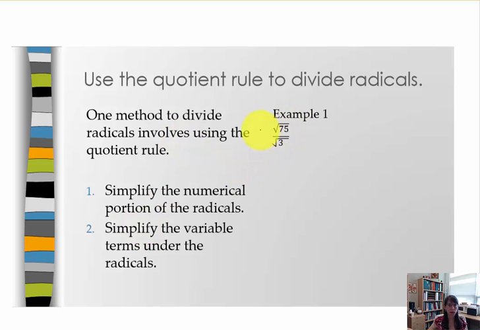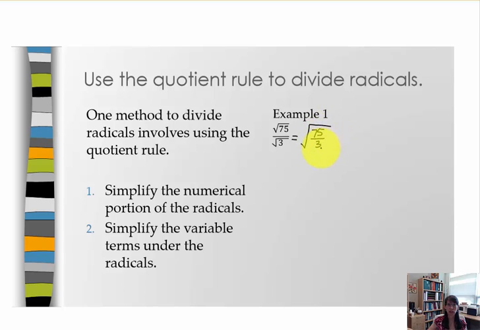In example 1, we have the square root of 75 divided by the square root of 3. When we look at these radicands, 75 and 3, we notice they are not perfect squares, and 3 is already a prime number. So the technique that will help us here is to simply use the quotient rule. The quotient rule will allow us to take these radicals and write them under one radical term instead of separately. So we would have a fraction under our radical as 75 thirds.